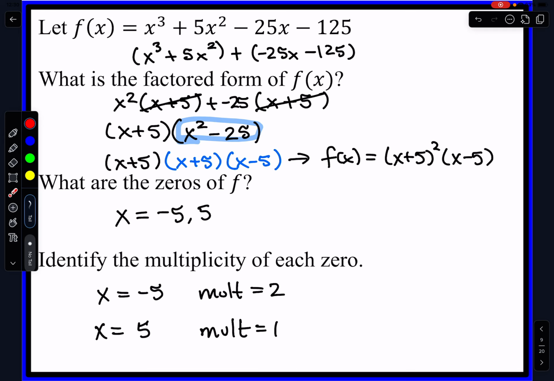So plugging in negative 5 two times and plugging in positive 5 only one time will make this equal to 0. So there are the respective multiplicities.